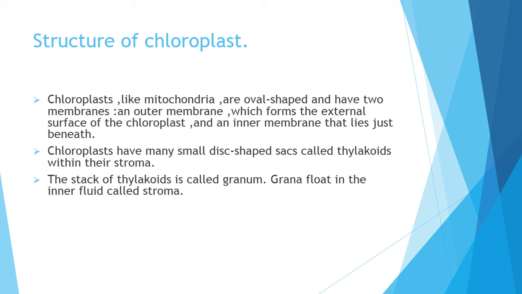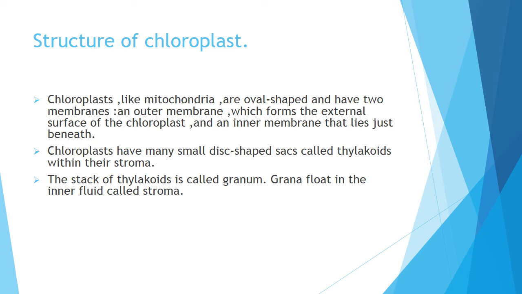Structure of chloroplast. Chloroplasts, like mitochondria, are oval shaped and have two membranes, an outer membrane which forms the external surface of the chloroplast and an inner membrane that lies just beneath. Chloroplasts have many small disc-shaped sacs called thylakoids. The stack of thylakoids is called granum. Grana float in the inner fluid of the chloroplast called stroma.